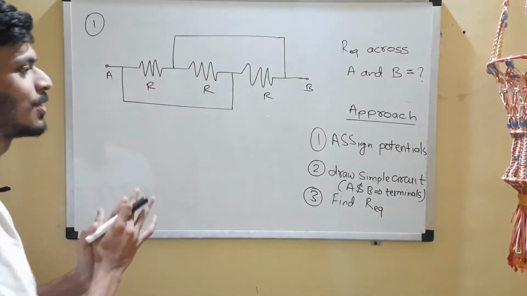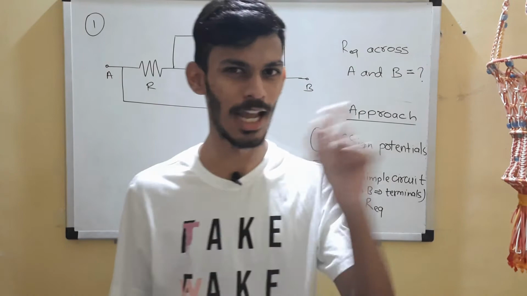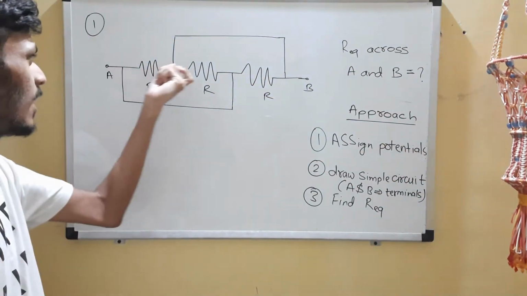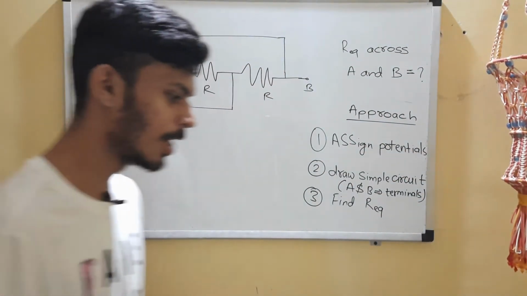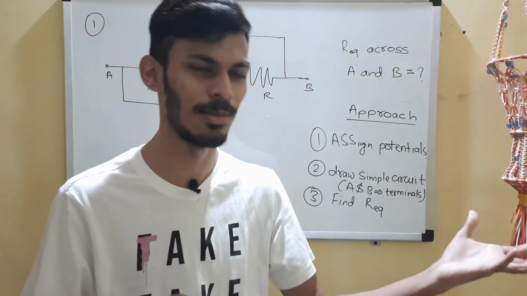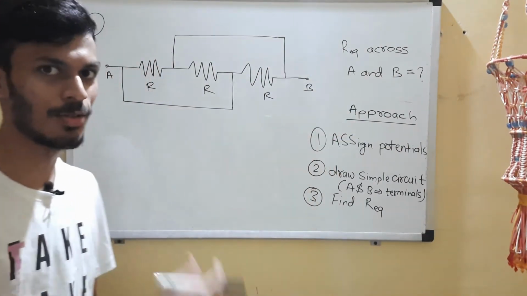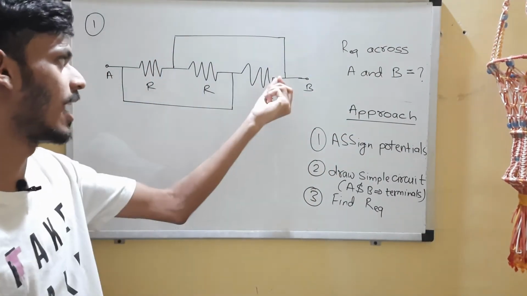Step one is to assign potentials. You will assign potentials at every node. At every junction you are supposed to decide what the potential is. You can assign any random letter, and that will be the potential at that point. Suppose we say the potential over here is B. So that B is the potential at that point.